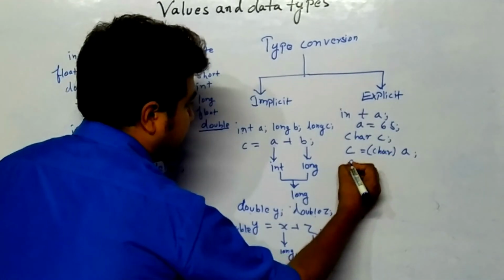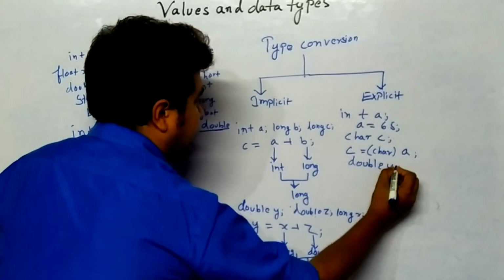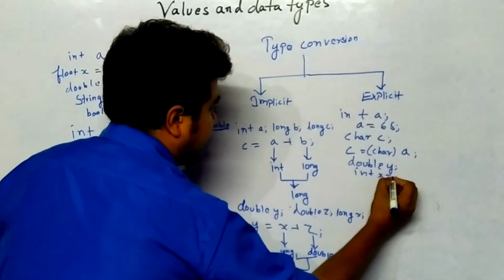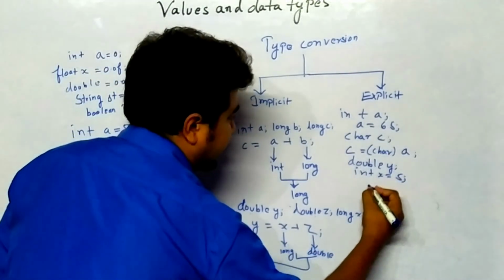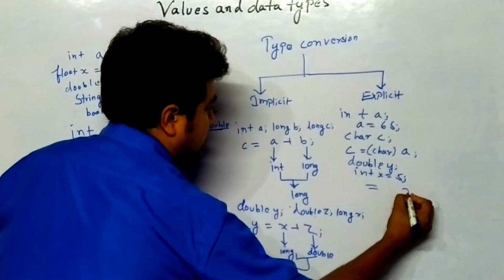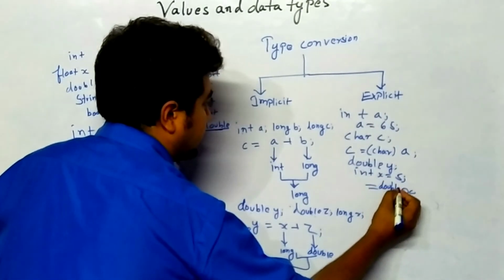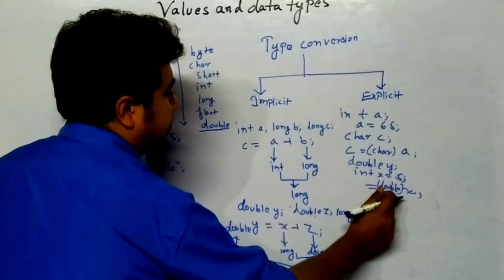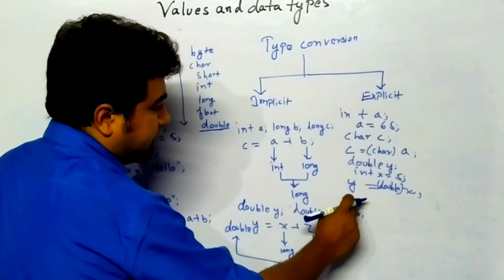Similarly you can do it for double also. Double y and int x is equal to 5. I want to convert this 5 into double. I will write x here, and in front of that I will write double. So what will happen here? This x will be converted into double, and I have to store it in one double variable, which is y.